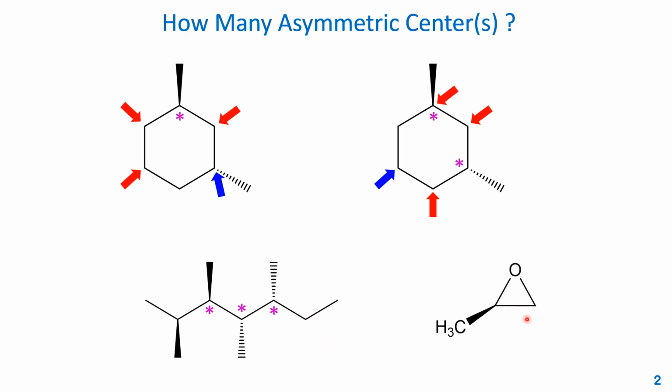Now, the last example is this epoxide here. So this carbon, it is an asymmetric center because you have a methyl and hydrogen away from us. And look at these two attachments. Although they are tethered here, look at these two groups or attachments. This is oxygen, this is carbon. So that's different apparently. So there are 4 different attachments on this carbon. So that's an asymmetric center.